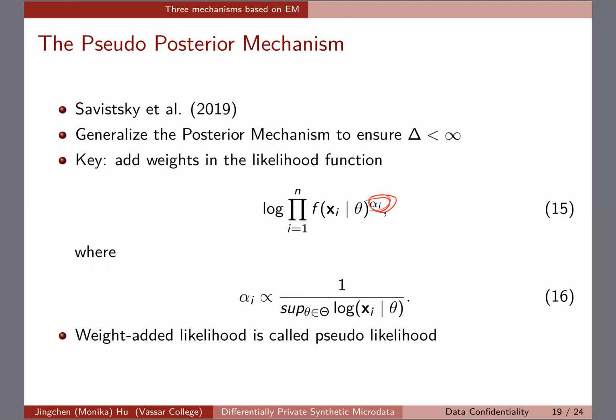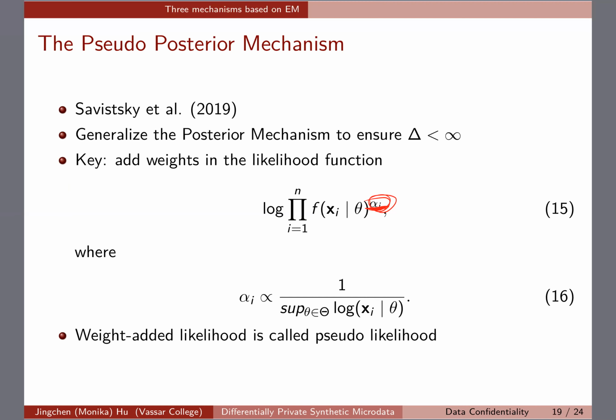So what we're really doing is getting an alpha i, a weight, for each record. How to compute it, I put in equation 16, but don't worry too much. The general idea is that we're trying to put a weight in the likelihood function so that we're able to make the Lipschitz bound delta bounded. We show why that works, and the way to do it is to add a weight in the exponent of the likelihood contribution.